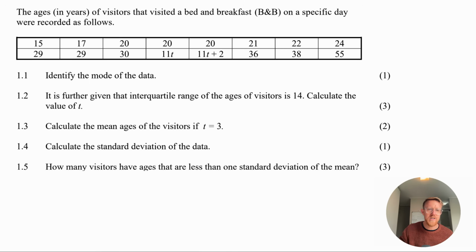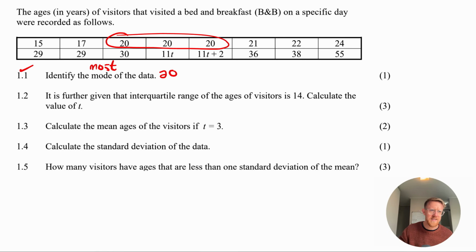The first question says identify the mode. Now, the mode is the number that appears the most. So, what number do we see the most? I definitely see 20. I just want to make sure there's nothing else. Yeah, so we see the number 20 the most, and so we'll say 20 over there.